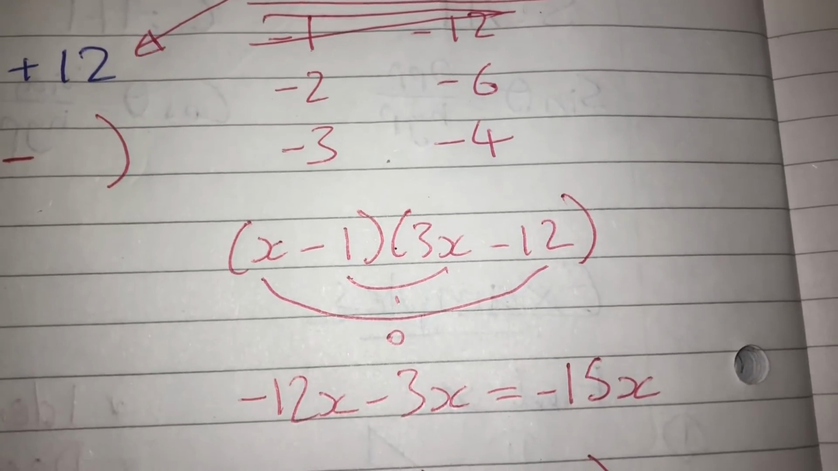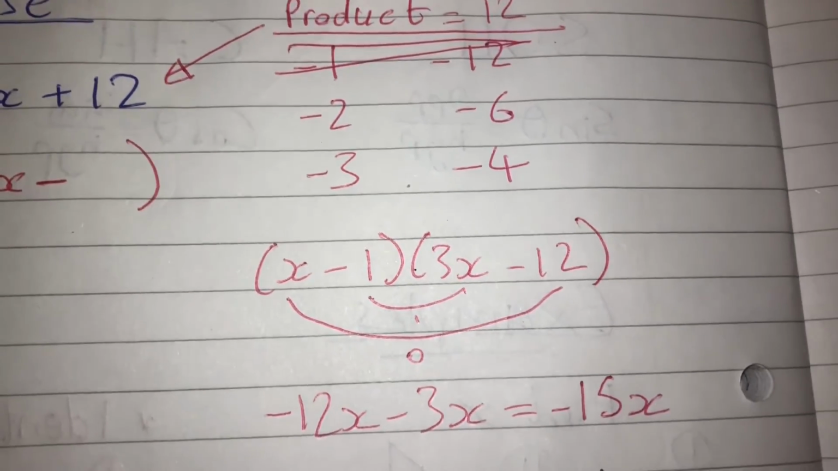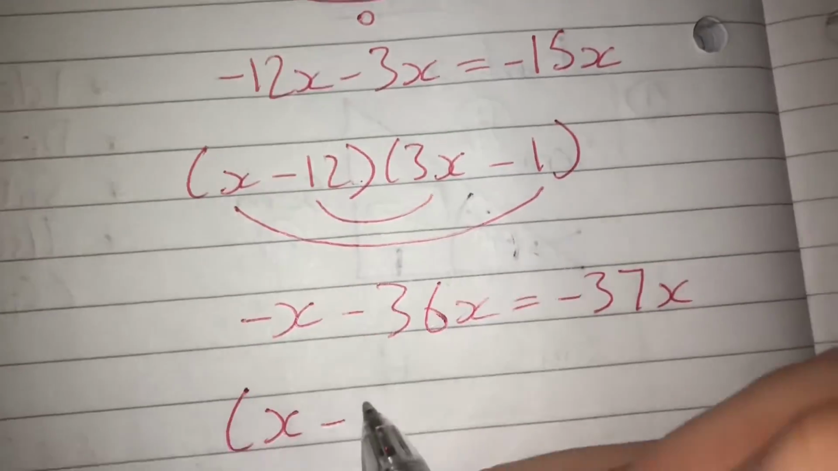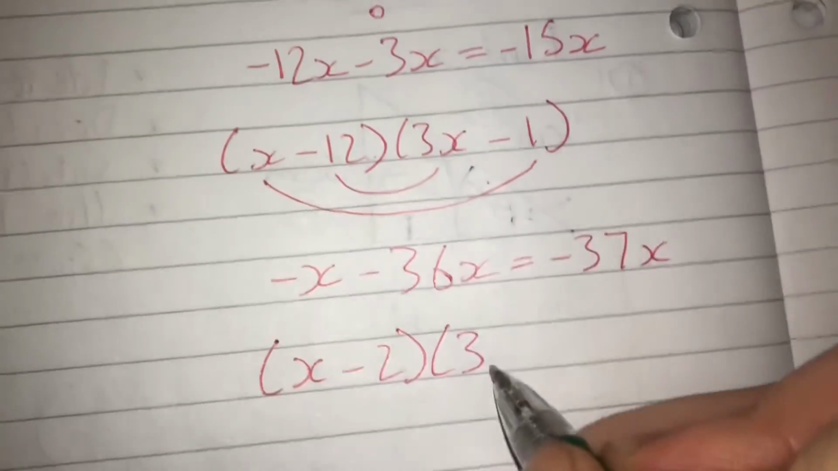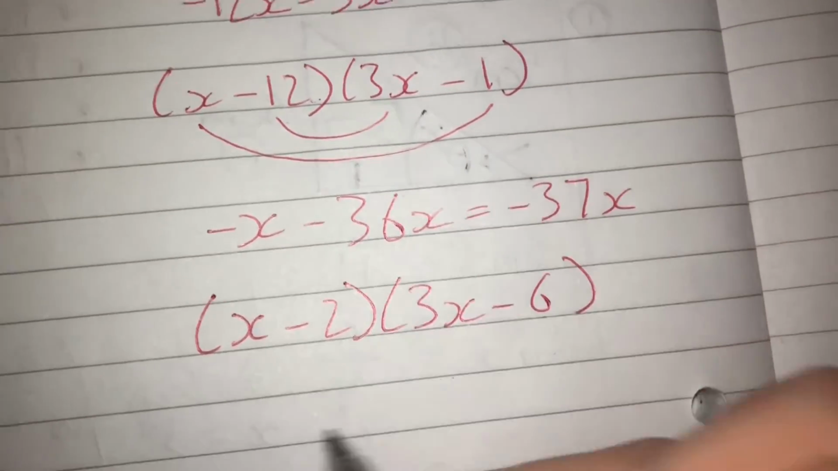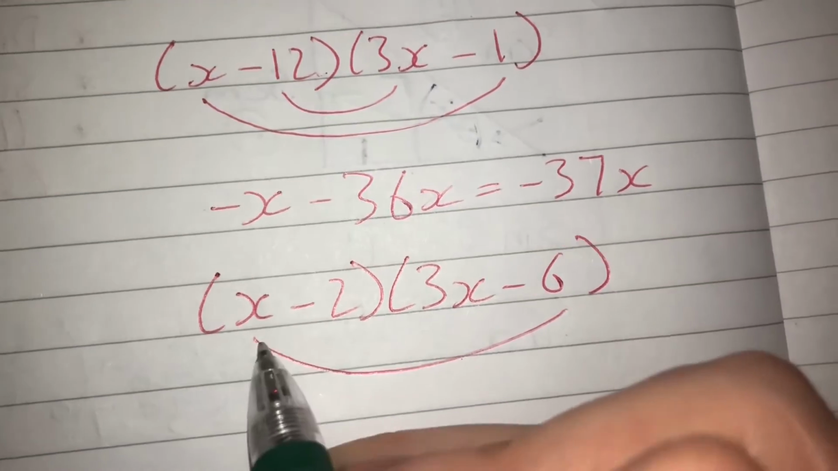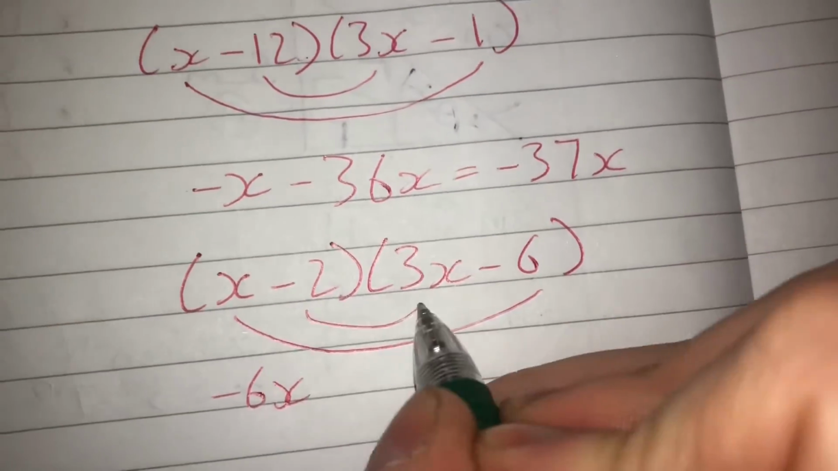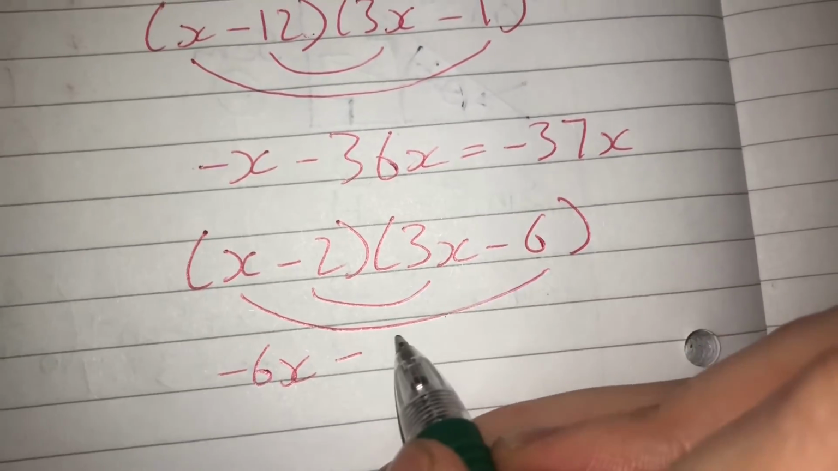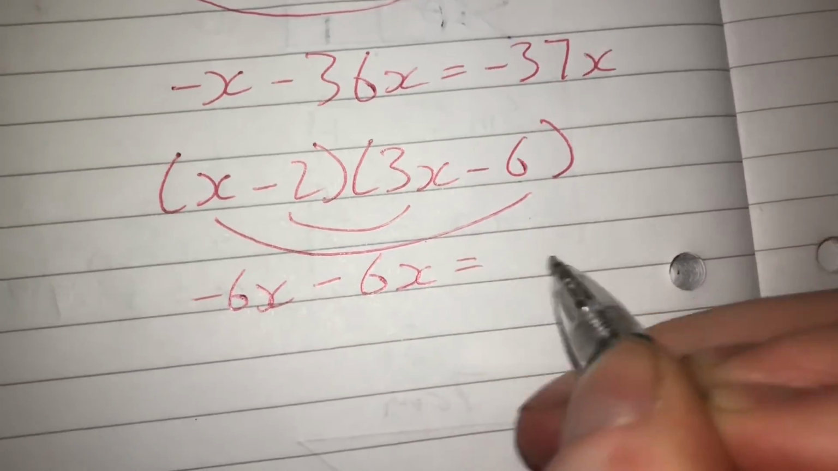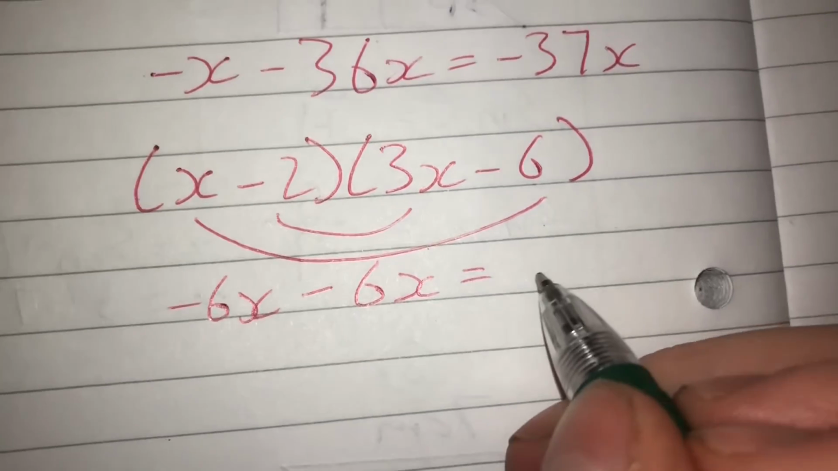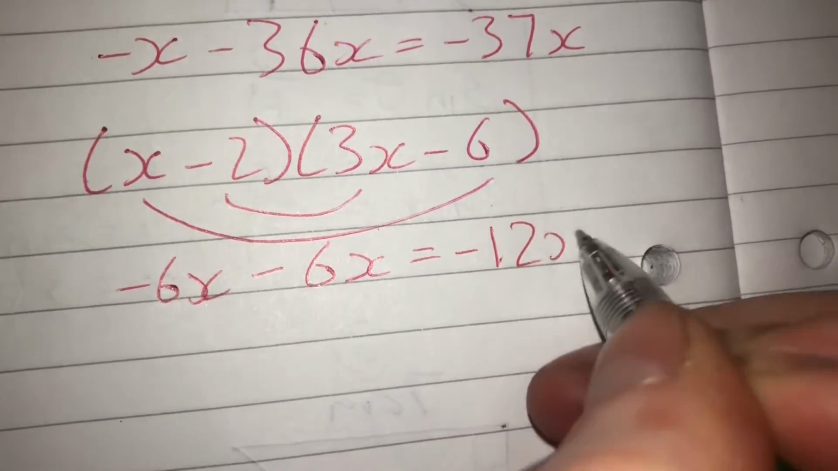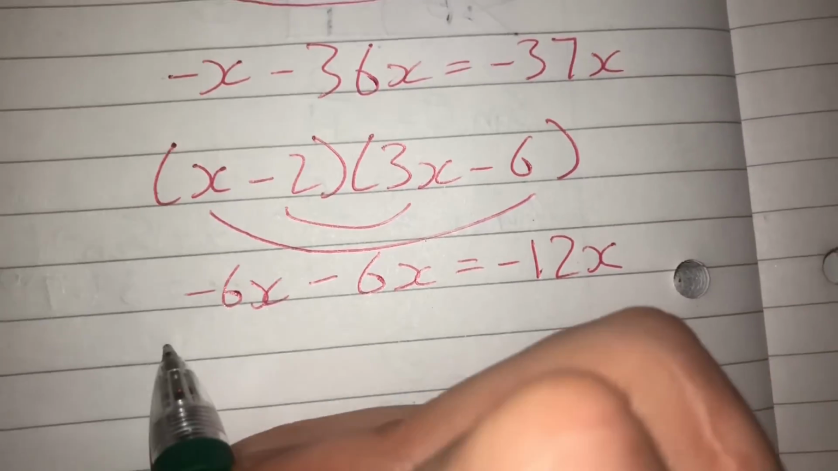Let's now try a combination of minus 2 and minus 6. So again, the x terms at the start are still the same. So x minus 2, 3x minus 6. Let's try outer and inner now. So x times minus 6 is minus 6x. Minus 2 times 3 is also minus 6x. So the sum of that, minus 6 take away 6, is minus 12x. That doesn't work. Now let's try swapping it around.